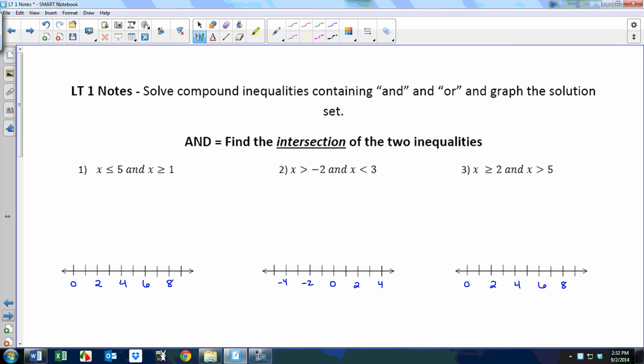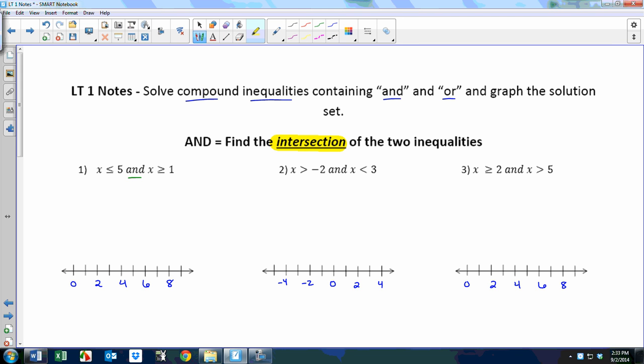For Algebra 2, we're going to be solving compound inequalities, so like bell work number 2, but we're going to have two inequalities separated by an and or separated by an or, and then graphing the solution set. So number 1, x is less than or equal to 5 and x is greater than or equal to 1. With an and, you're finding where these two different solution sets intersect.